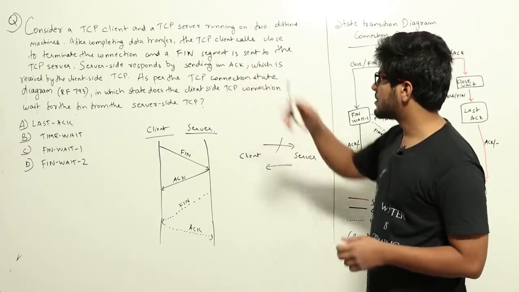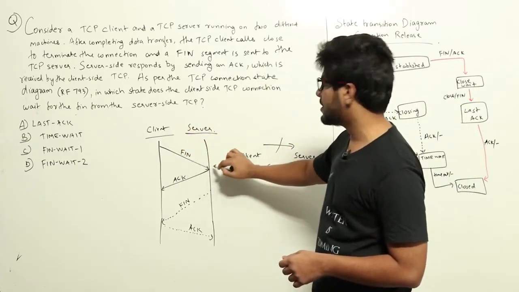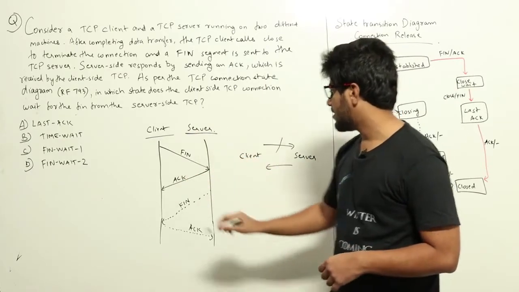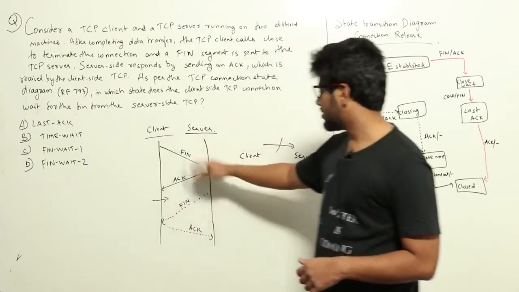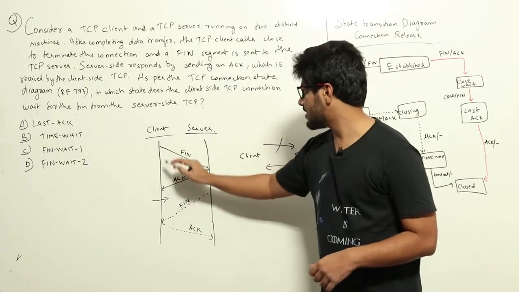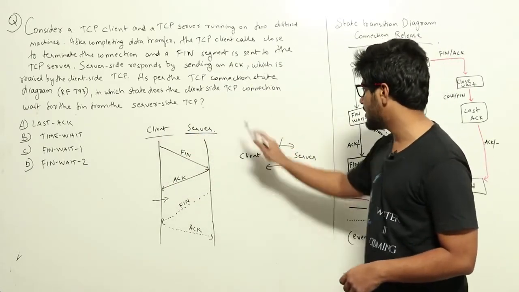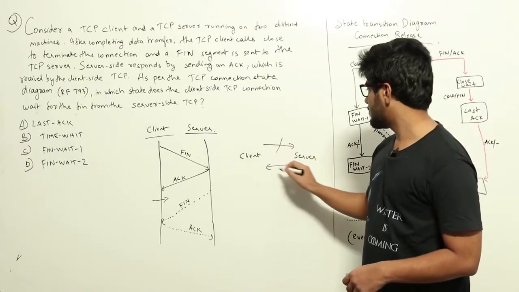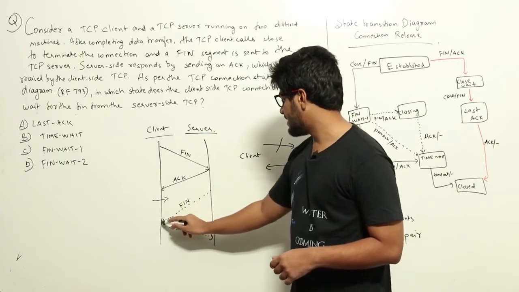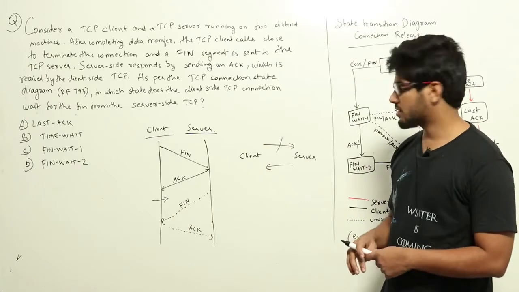So let us see what this question is saying. Here they have said that initially the client sent a FIN to the server and it has received an ACK back from the server side. Now it is at this point. For the connection to be closed completely, so far what we have seen is that from client to server side, this connection is closed with these messages. Now we need to close the connection from server to the client side as well. For that, the server needs to send a FIN and then the client will send an ACK back to the server. Only then the TCP connection is closed completely.